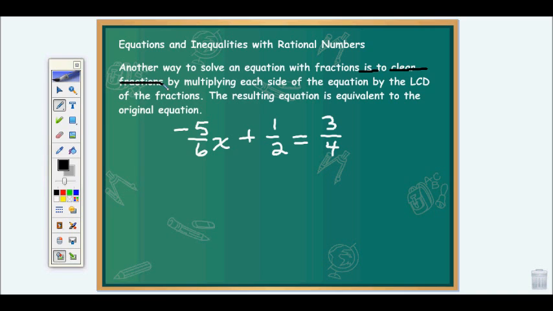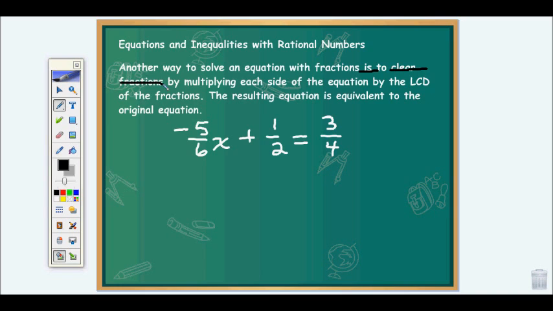So we're going to make sure that we do the same thing to all the terms in the equation, and by doing so, it will be easier to solve. We can clear the fractions and continue to solve with the algebra rules we already know. So looking at our first equation, we're looking at the denominators. I have a 6, a 2, and a 4.